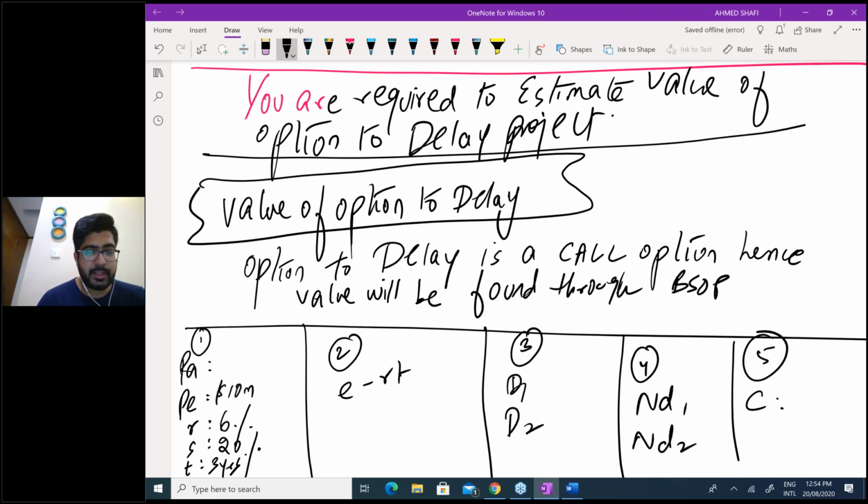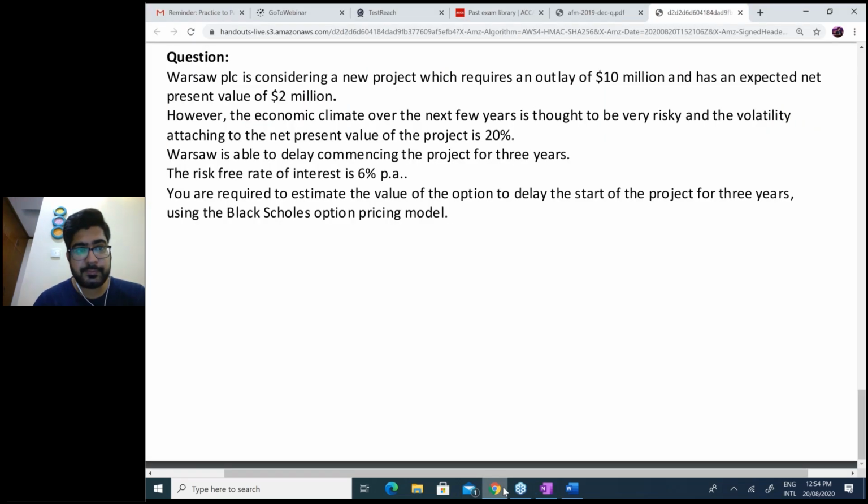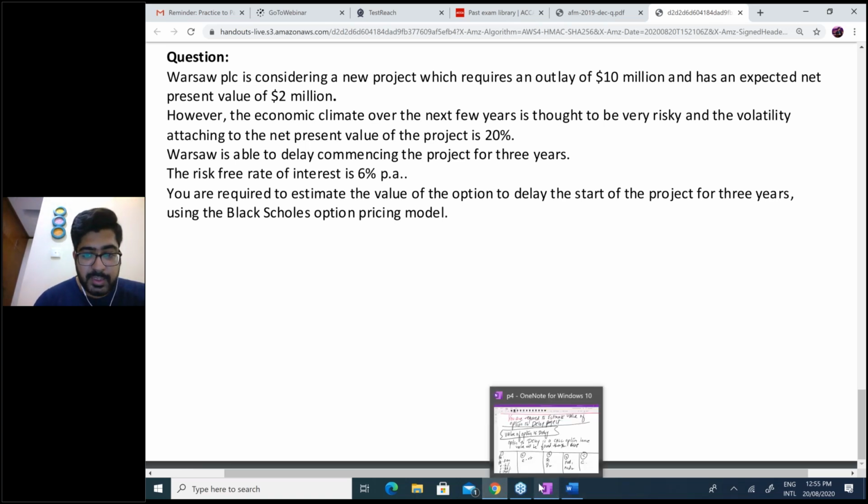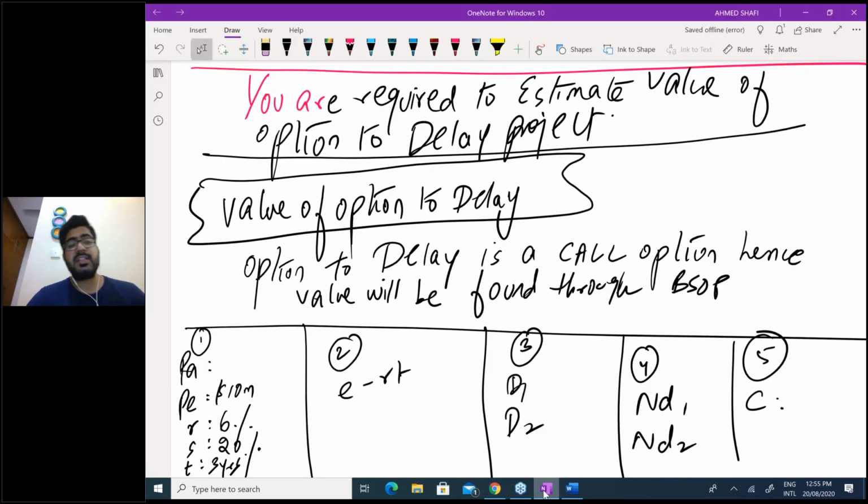10 million. PE is the initial investment. What is the initial investment? 10 million. Line 1, Warsaw is considering a project which requires outlay of 10 million and has an NPV of 2 million. So PE of this option as taught to you is initial investment 10 million, and PA is the present value of returns from initial investment. So if 10 million is the investment and 2 million positive is the NPV, the present value of returns is going to be 12 million.